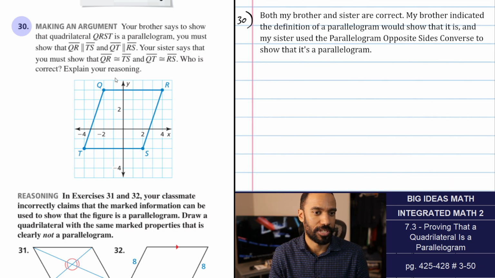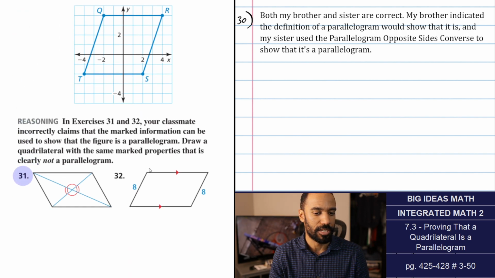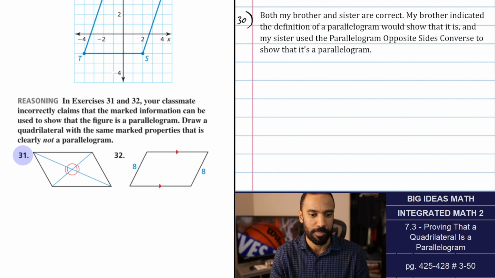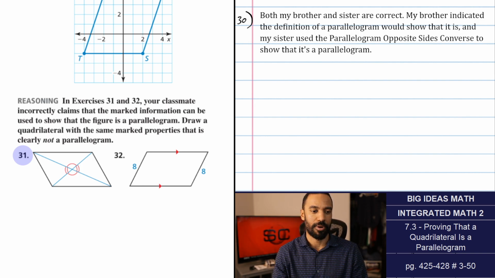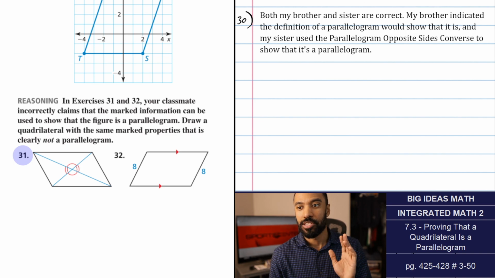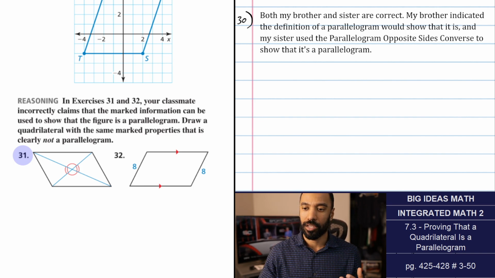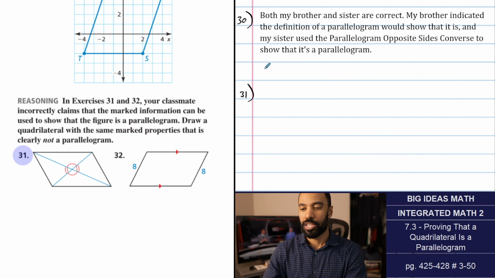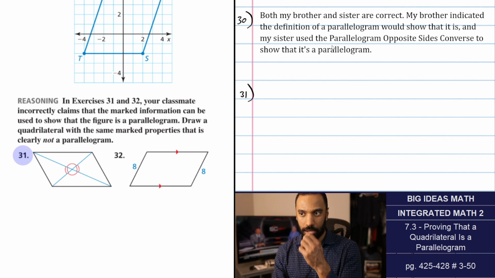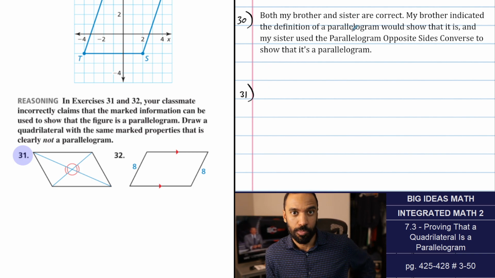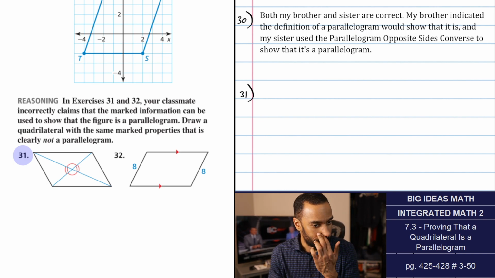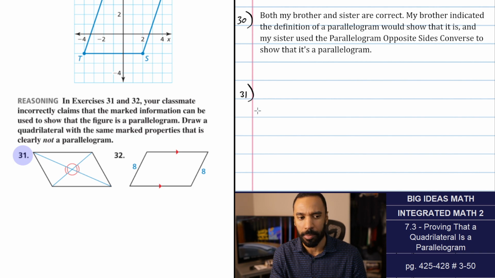All right, number 31. In exercises 31 and 32, your classmate incorrectly claims that the marked information can be used to show the figure is a parallelogram. Draw a quadrilateral with the same marked properties that is clearly not a parallelogram. I like these kinds of questions. It goes to show how you can disprove by counterexample in ways that wouldn't work. You can't disprove the ones we've used by counterexample yet. What they're showing is, by vertical angles alone, will it absolutely always be a parallelogram? That's what they're showing you.